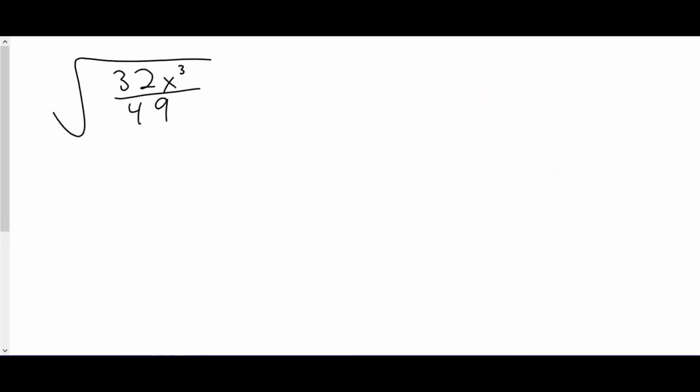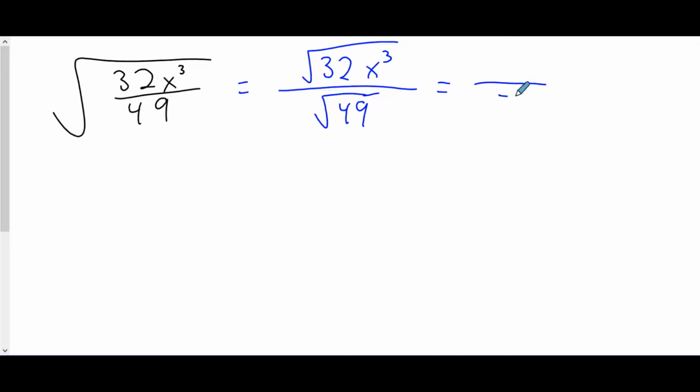Let's try another one. So this one is a fraction. So I'm going to use my quotient rule first and rewrite it as the square root of the numerator divided by the square root of the denominator. So I have a 32 and a 49 and also a variable. We'll come back to the variable, but let's talk about the numbers first. So 49, that one you should recognize as a perfect square. The square root of 49 is just 7. So that part was easy.